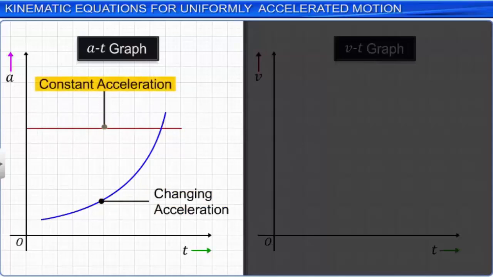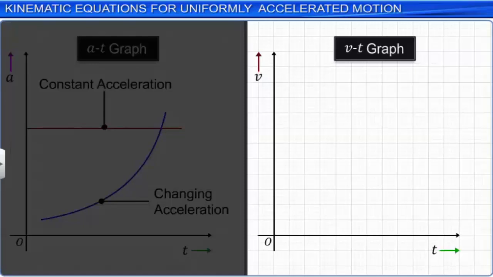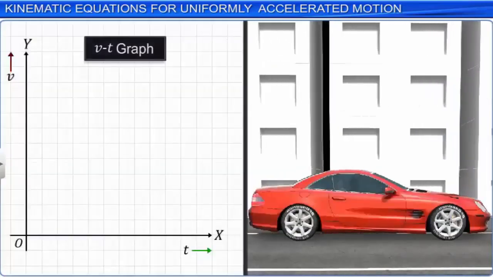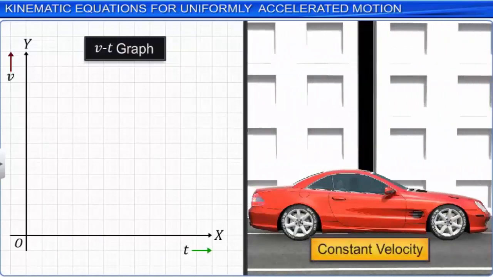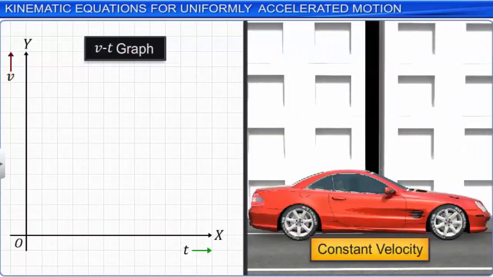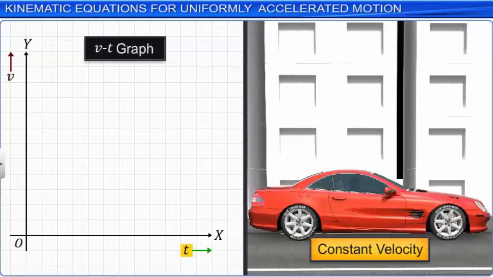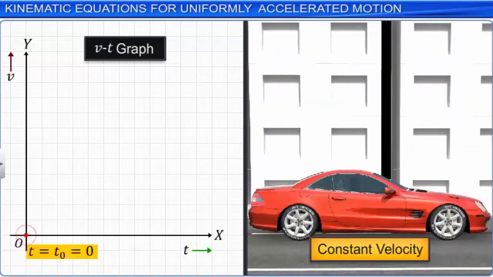VT graphs help us understand the given problems a little more clearly and solve them easily. Let us look at one interesting aspect of the VT graph. This graph actually helps find the displacement of a body. Let us consider an example where a body is moving with a constant velocity, v, during the time interval, t, where t is equal to t0 is equal to 0 to t is equal to t1.